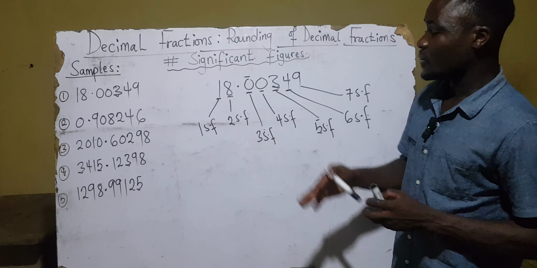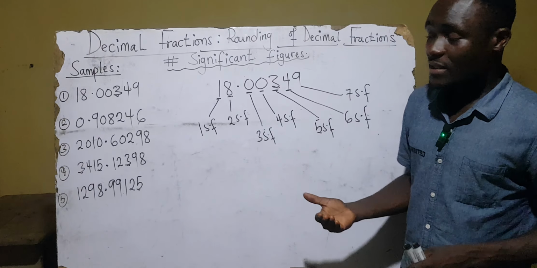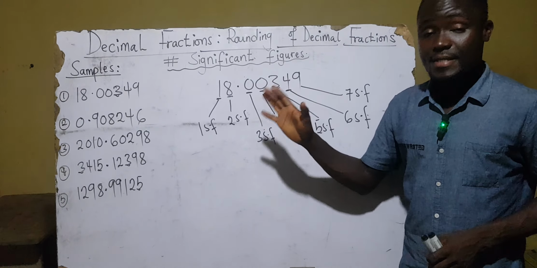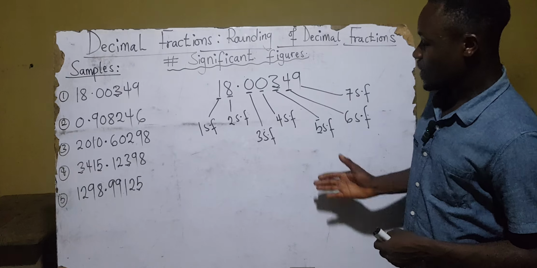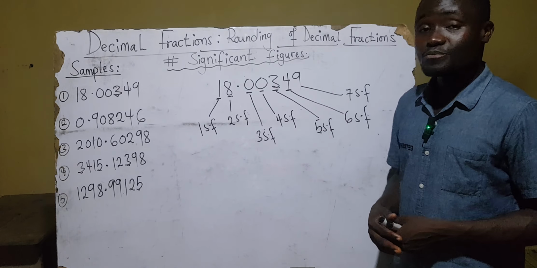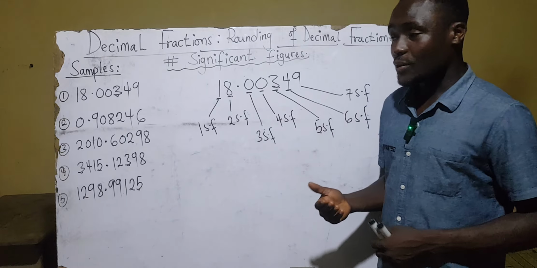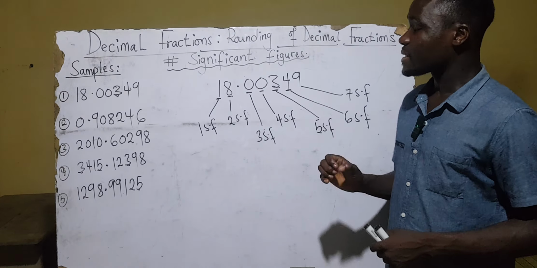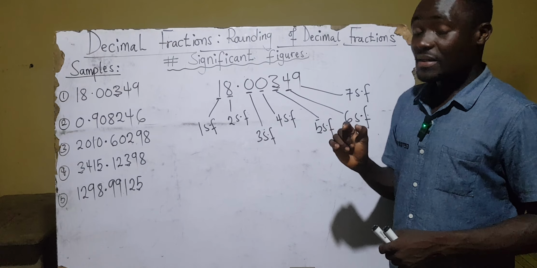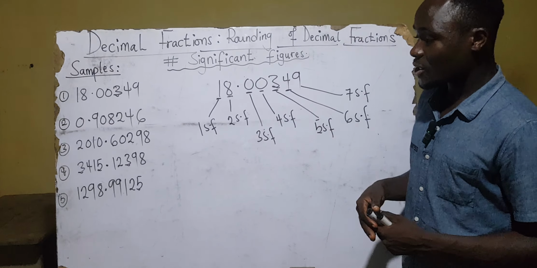So that is how to identify the significant place for each of the digits within a given decimal fraction. Are you with me? Very good. So that is how to identify that. Now, there's one more thing to take note of, in a case whereby zero is found at the initial part of the decimal fraction.